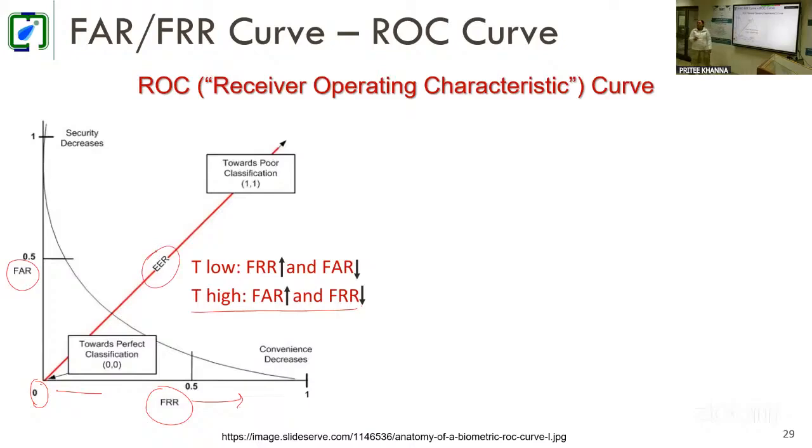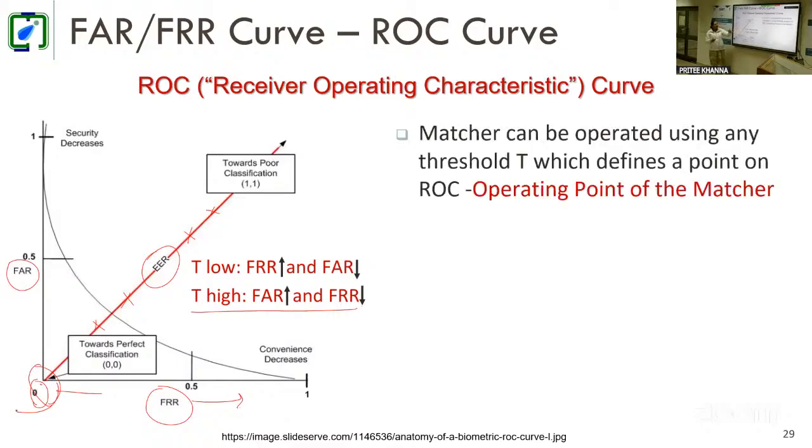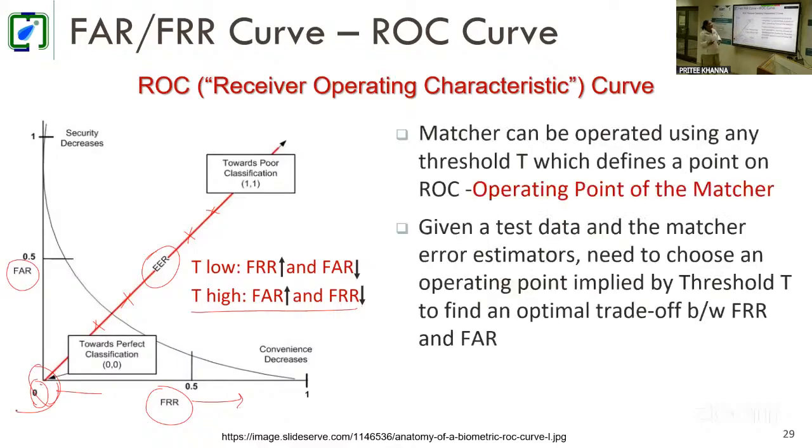EER stands for equal error rate. At all these points they have the same rates, the same FAR and FRR. If these error rates are small, then this is a perfect classification. Perfect means both false accept and false reject are zero. As you move in this direction, FAR and FRR both increase, so we are moving towards poor performance. There is another version of the same thing that I will come to.